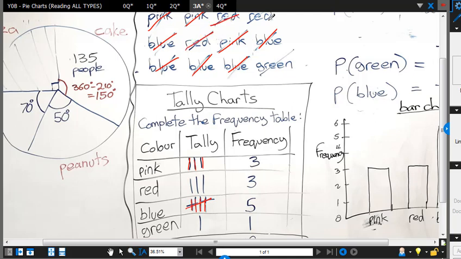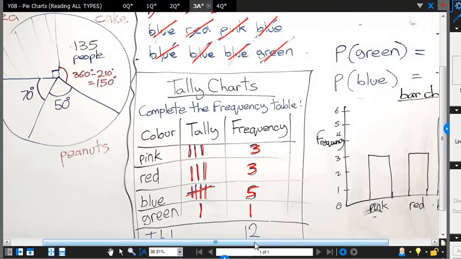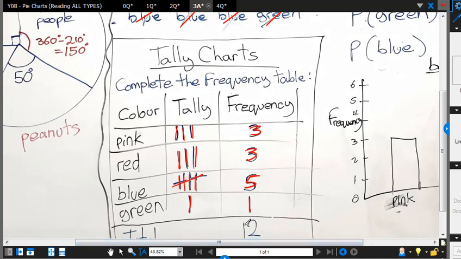Red. 1, 2, 3. 1, 2, 3, and green. 1. Okay, so these will be blank. So you just go 3, 3, 5, 1. The total frequency is 3 plus 3 is 6 plus 5 is 11 plus 1 is 12. So the total is down here. Easy peasy.